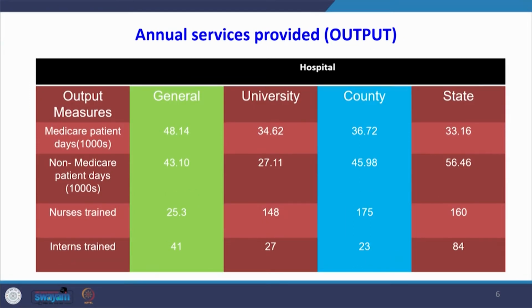Similarly, we can consider the outputs of these 4 hospitals. What are the outputs? Medicare patient days in terms of 1000. This is the annual input and annual output. You should be very careful about the units, because these are the annual amount of input resources used and the annual amount of output produced. So, non-Medicare patient days 43.10 in terms of 1000, nurses trained 25.3, interns trained 41. Like that, there are 4 hospitals.